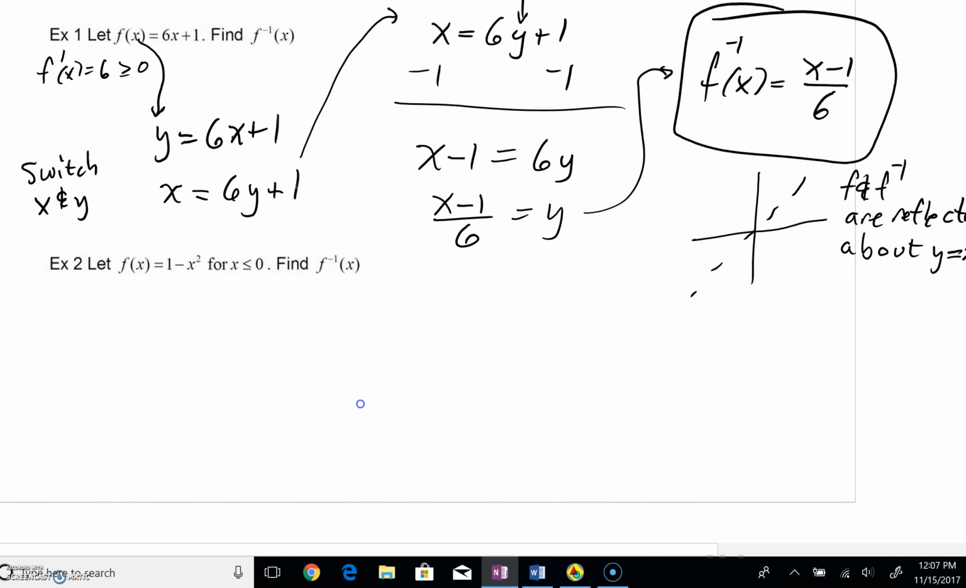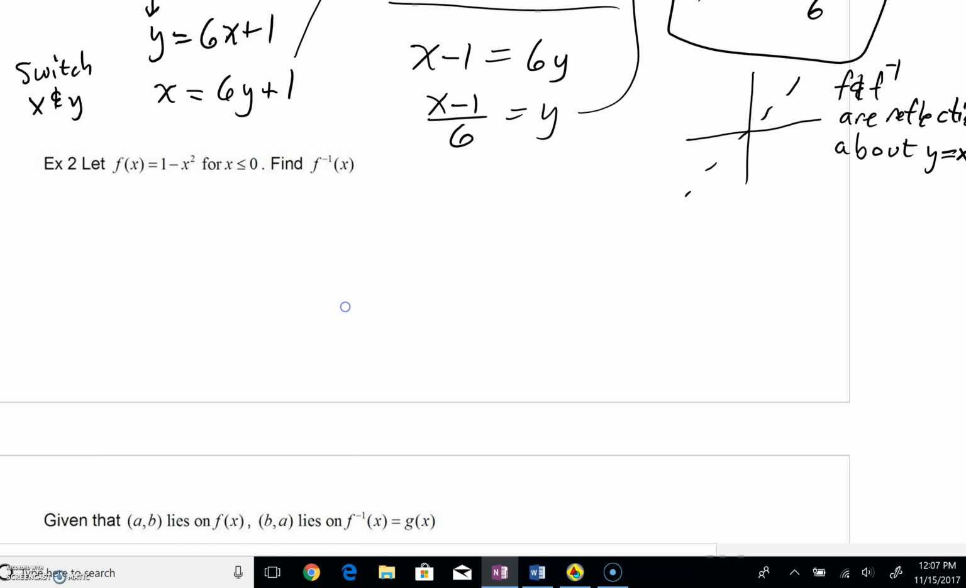Let's take a look at example number 2. As we look at example number 2, you can see that f of x is equal to 1 minus x squared, but so very importantly, they're telling you that x is less than or equal to 0.